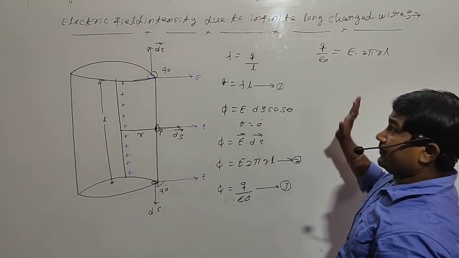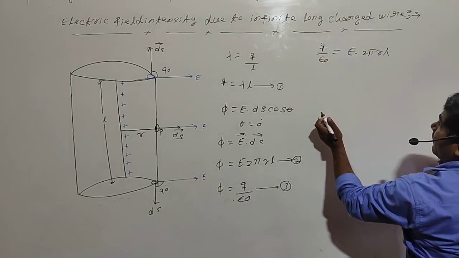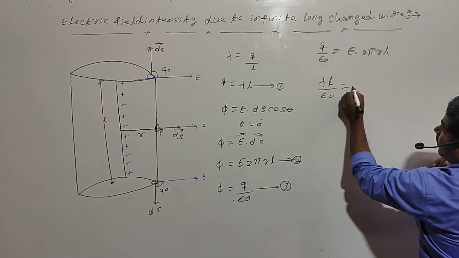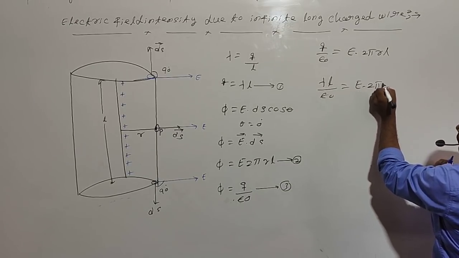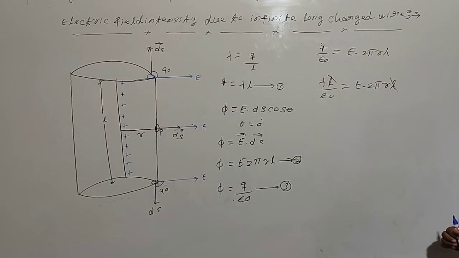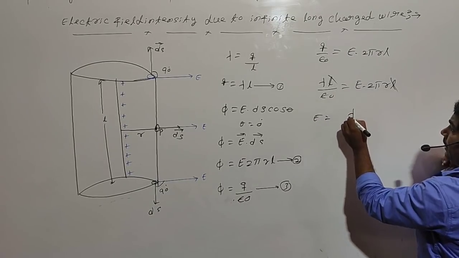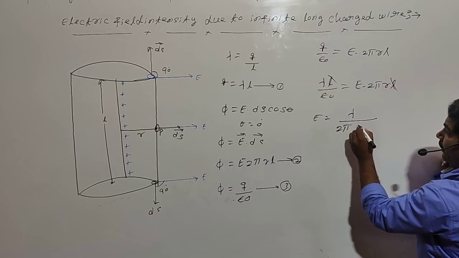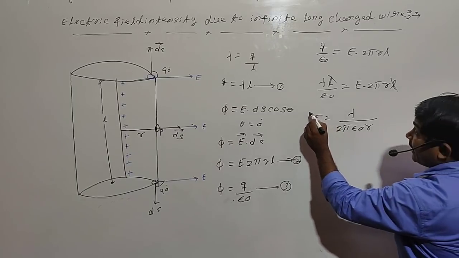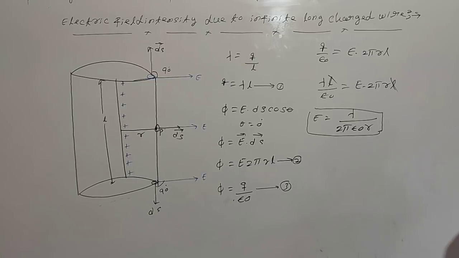But look at equation 1: Q equals lambda into L. If Q equals lambda into L, then lambda into L divided by epsilon naught equals E into 2 pi R L. This L gets cancelled. Then the electric field intensity equals lambda divided by 2 pi epsilon naught into R. This is the electric field intensity due to an infinite long charged wire.